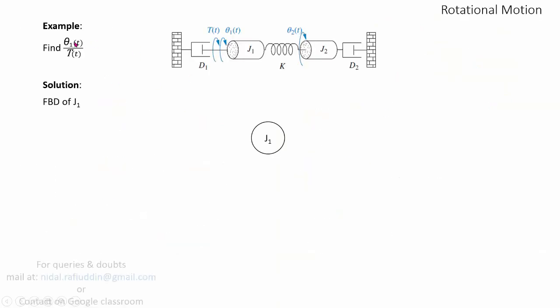So in this question, it was given to find theta 1 by T. Theta 1 in this case is the output. Theta 1 is nothing but the angular displacement that J1 observes. So you will try to eliminate theta 2 in this particular system or the equation that you obtain.